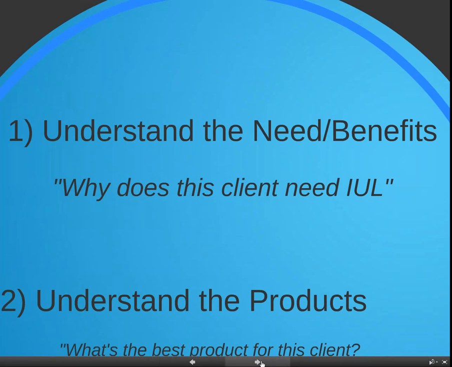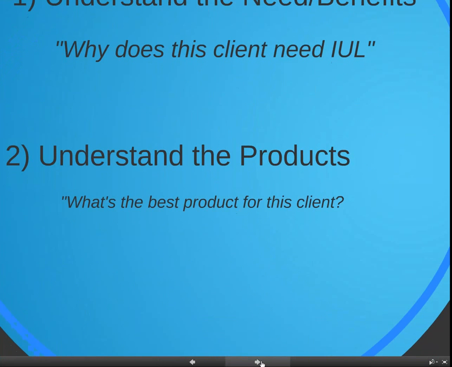Now, this main point is something that we cover in several webinars. This would be sales concepts such as possibly the smart money concept, or using indexed universal life as a retirement supplement, or maybe just talking about all the tax advantages that the products have. Today we're going to focus really more on the second key, which is understanding the products. How do they work? The question here would be, what's the best product for this client of mine?